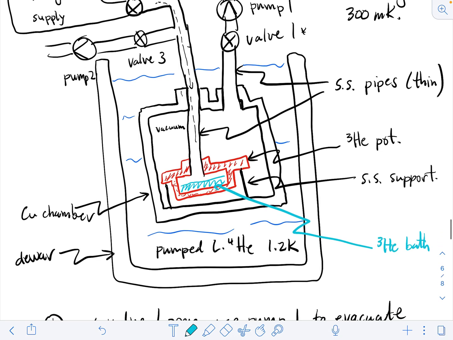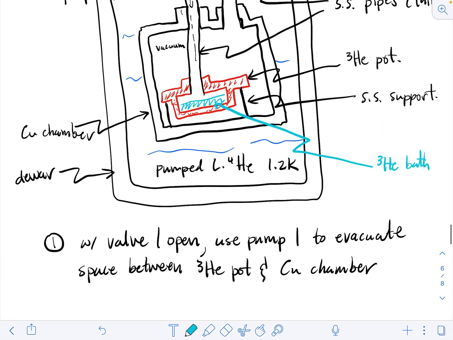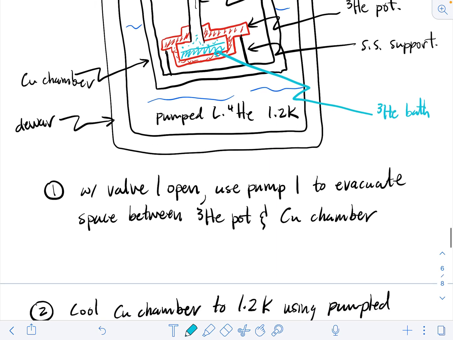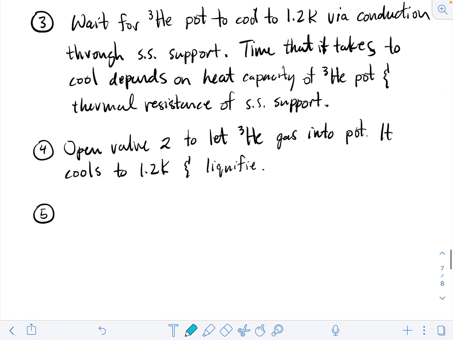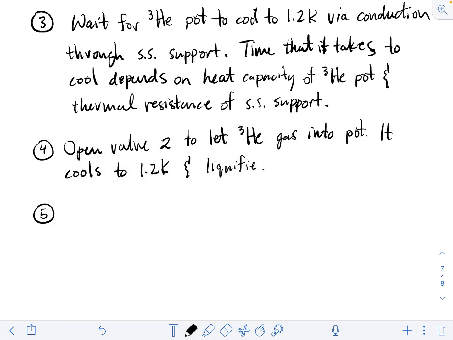And now we're going to close off valve 2 and open valve 3 to the second pump, and we'll start reducing the vapor pressure above the liquid helium bath. So there's vapor above here, and we'll start using pump number 2 to reduce that vapor pressure. And as we reduce that vapor pressure, the boiling temperature of the liquid helium-3 will go down.